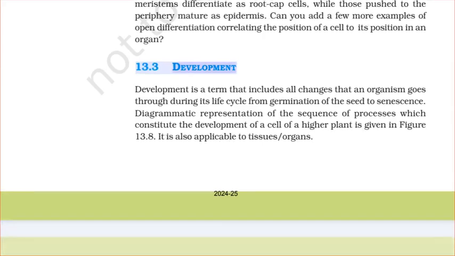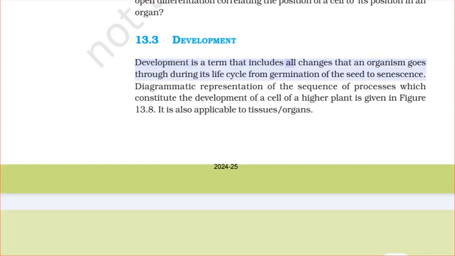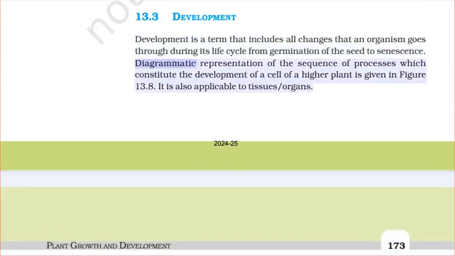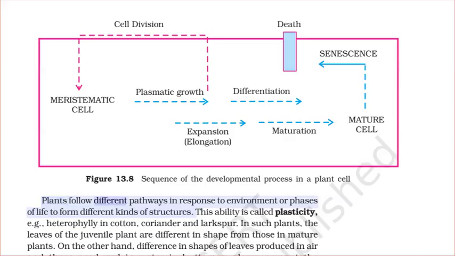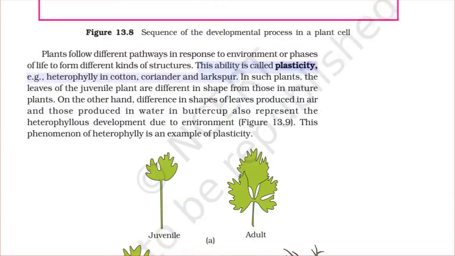13.3 Development. Development is a term that includes all changes that an organism goes through during its life cycle from germination of the seed to senescence. Diagrammatic representation of the sequence of processes which constitute the development of a cell of a higher plant is given in figure. It is also applicable to tissues and organs. Plants follow different pathways in response to environment or phases of life to form different kinds of structures. This ability is called plasticity, e.g., heterophylly in cotton, coriander, and larkspur.